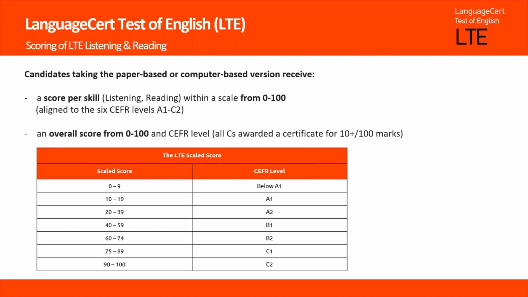Candidates also receive an overall score, once again stretching from 0 to 100, along with a corresponding CEFR level. The overall score and language level are established based on the candidate's performance in listening and reading. Scores for each of the 2 parts of the exam are equally weighted. Please note that candidates whose performance falls below A1 do not receive a certificate.